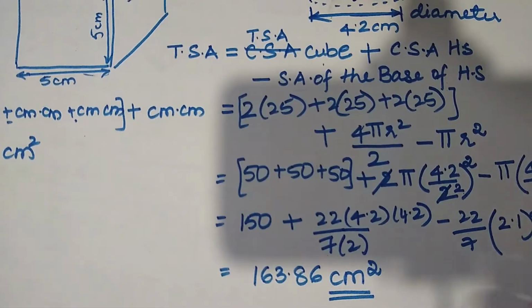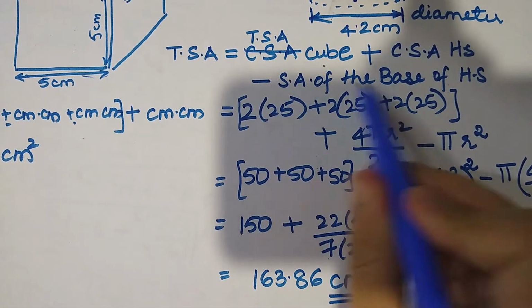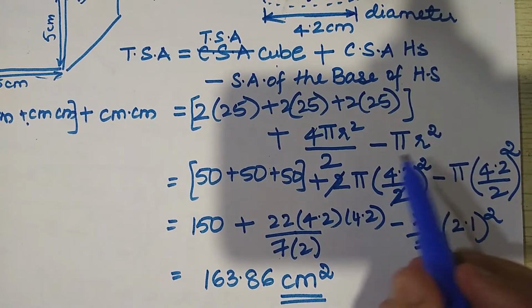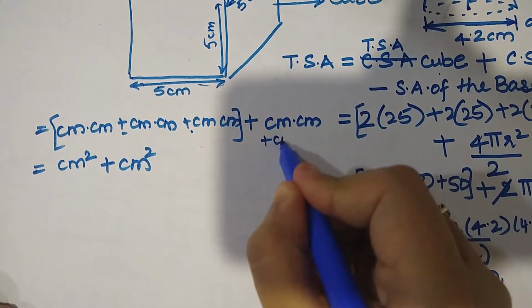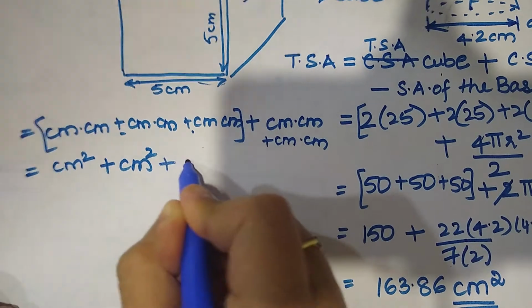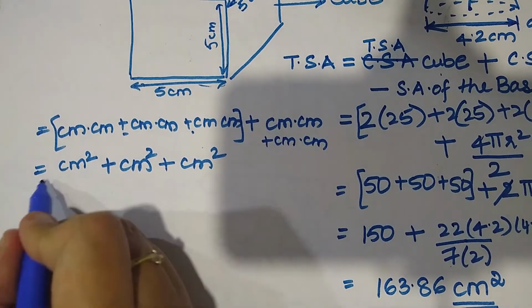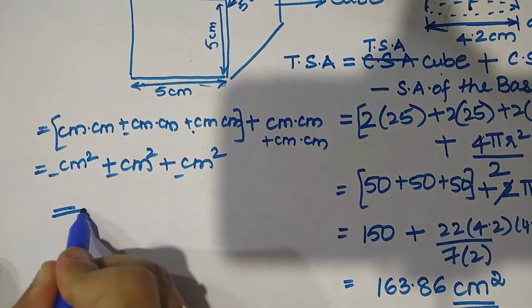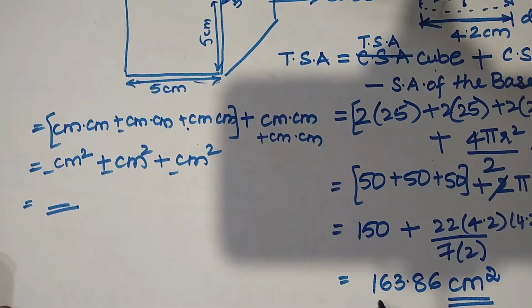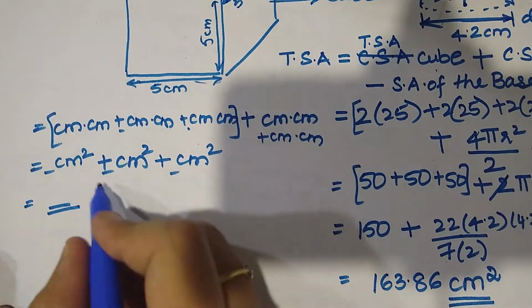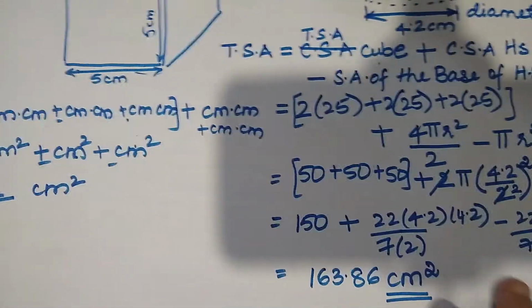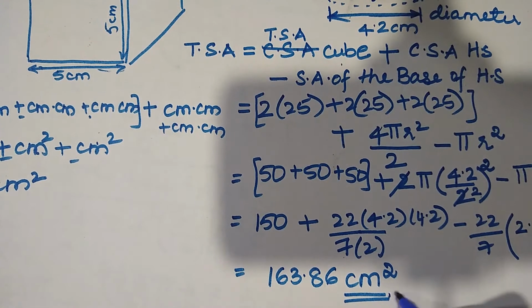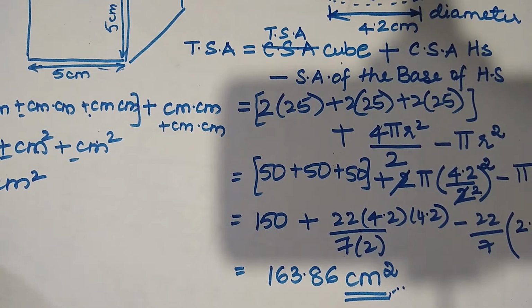Then coming to this minus surface area of the base. For that we have the formula pi r square. What is r square's dimension? Centimeter square. So it will be again plus centimeter into centimeter. So it will be plus centimeter square. Now when the constants are added, you get another constant, which in this case is 163.86. And then the dimension that is left will be centimeter square itself. So that is why we have centimeter square as our dimension here. Now this question is done.